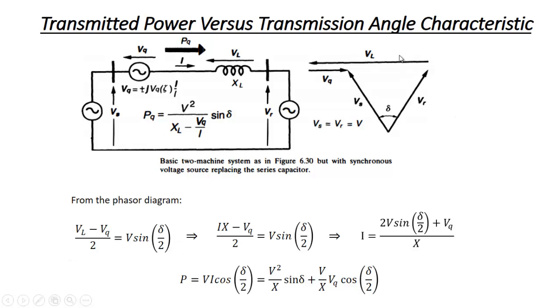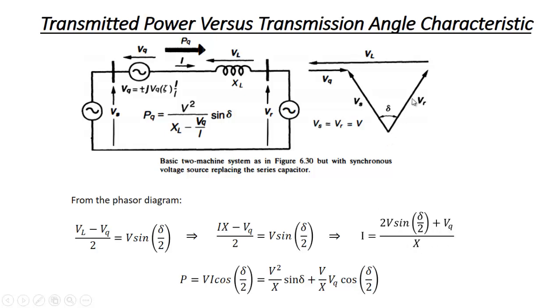And we know that VL will be equal to I into X, that is the line reactance. This X is actually equal to XL. That means Ix minus VQ divided by 2 is equal to V sine of delta by 2. So this current I will be equal to twice V sine of delta by 2 plus VQ divided by X. That is, I equals (2V sine delta by 2 plus VQ) divided by X.